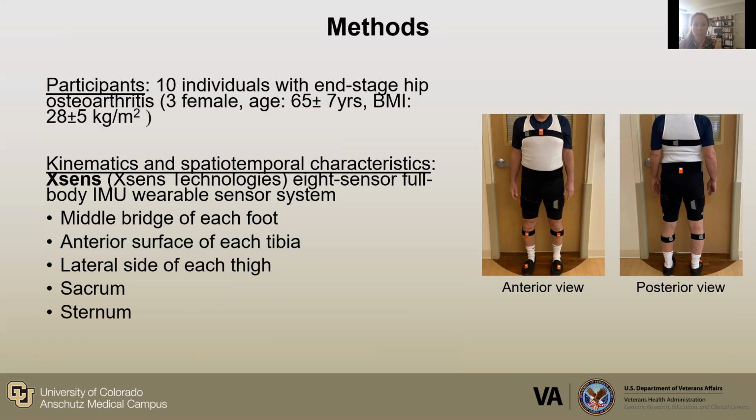So prior to the start of the 6-minute walk, each participant was outfitted with the XSENS 8-sensor full-body IMU system. 2 sensors were placed on the middle bridge of each foot. 2 sensors were placed on the anterior surface of each tibia. 2 sensors were placed on the lateral side of each thigh. 1 sensor was placed on the sacrum, and 1 sensor was placed on the sternum.